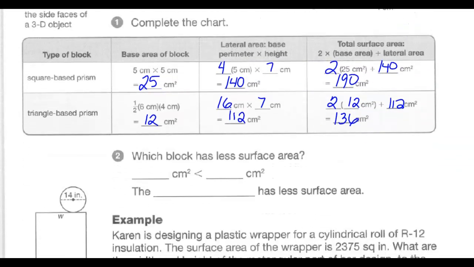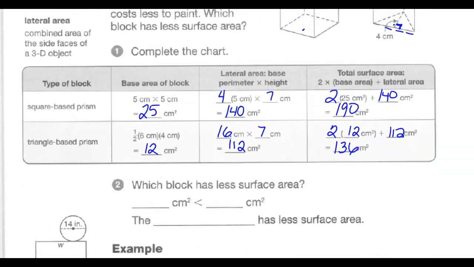Okay. So which has the less surface area? So 136 is less than 190. So the triangle based prism.